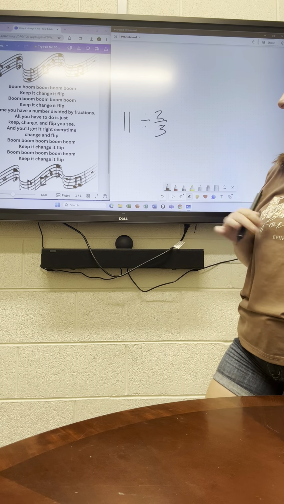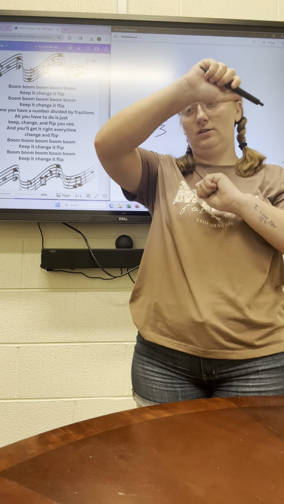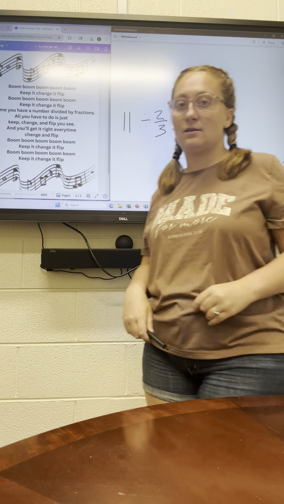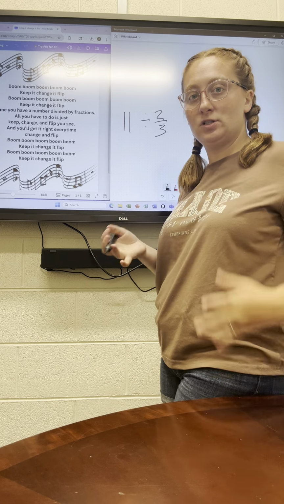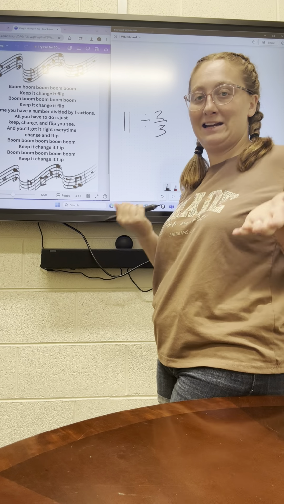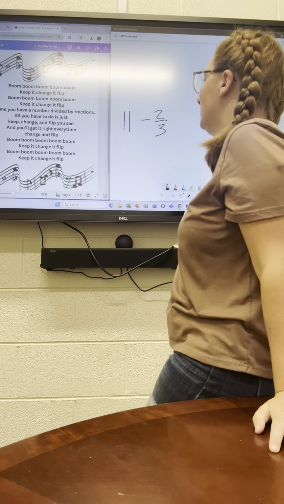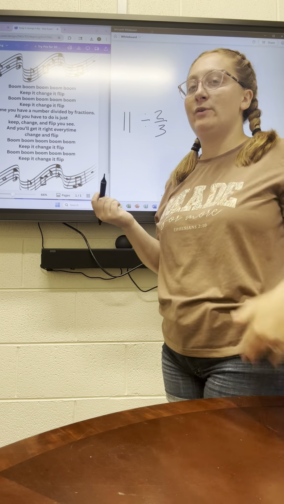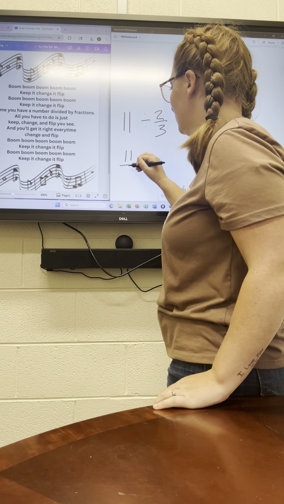Okay, so now we're going to keep it, change it, flip it. Okay? So everybody do your hand motions. You don't have to sing this time, but I need to make sure we remember. So keep it, change it, flip it. Good. So 11, what do I need to do to that? 11 over 1, perfect.